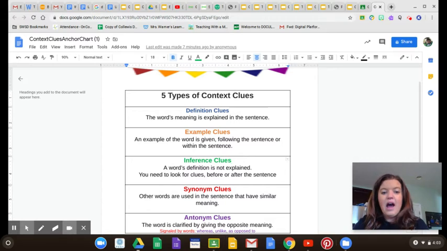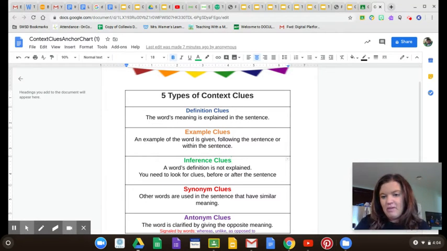word means. Then there are synonym clues, where they'll use other words around that word, or next to the word, that have a similar meaning. So like they would say, she was so happy, she was elated. So happy and elated are synonyms.